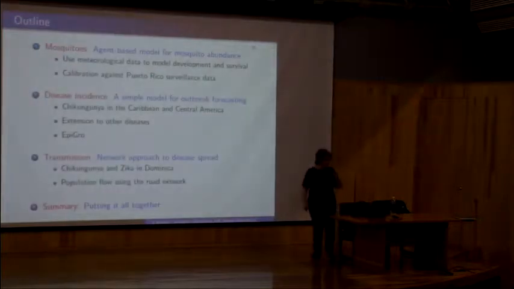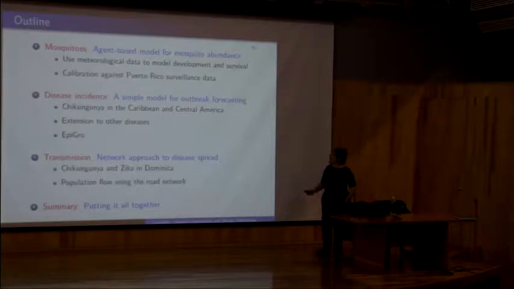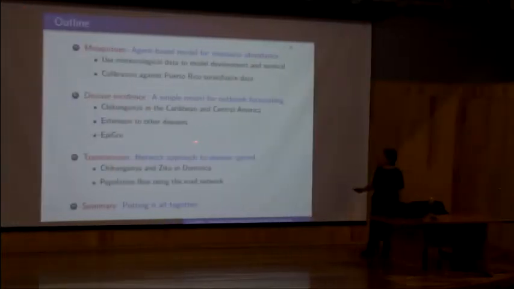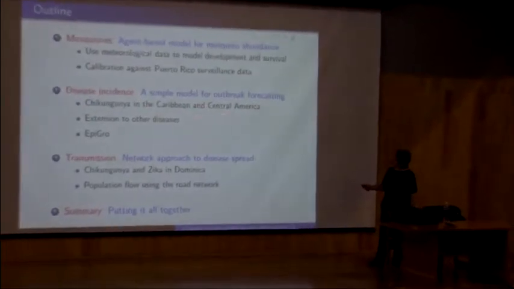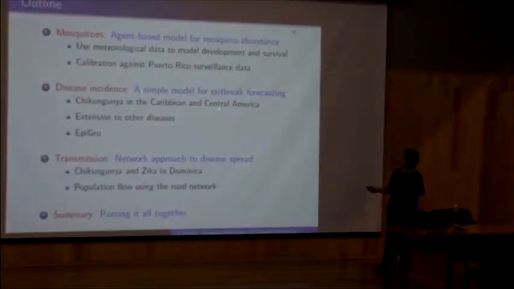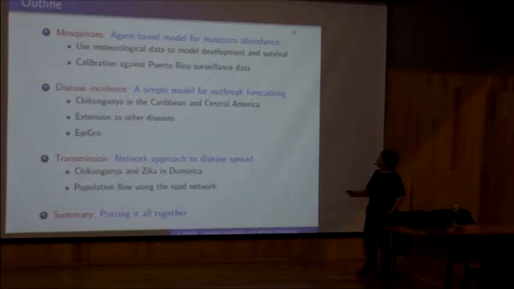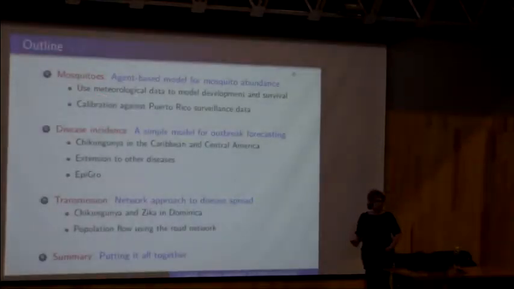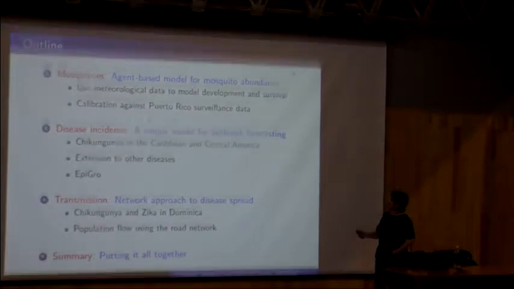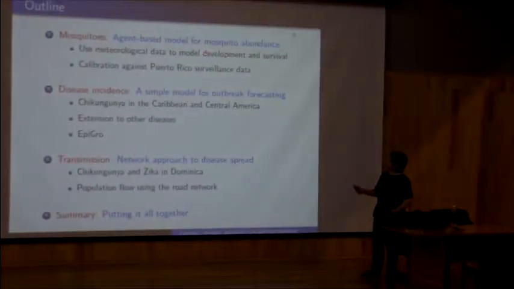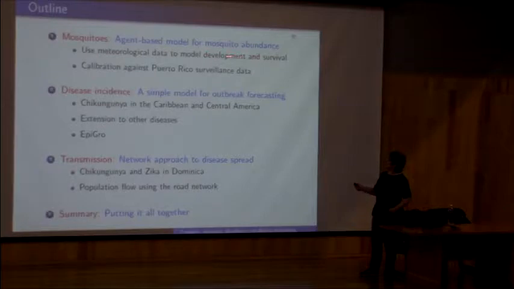So what I'd like to do today is discuss 3 models that we have worked on that come from problems in mosquito-borne diseases. So the first one, I'll start with mosquitoes, right? Because obviously we need mosquitoes to study mosquito-borne diseases. And this is just a model that predicts abundance. Then we'll talk about disease incidence, which is how many new cases of a given disease you have per day, and whether or not you can predict that.